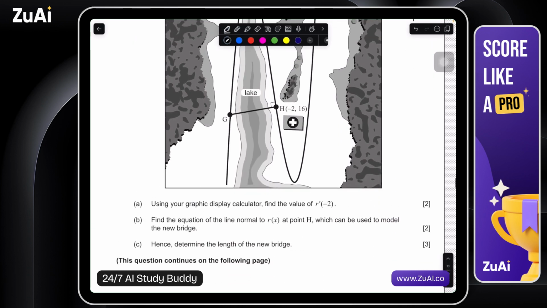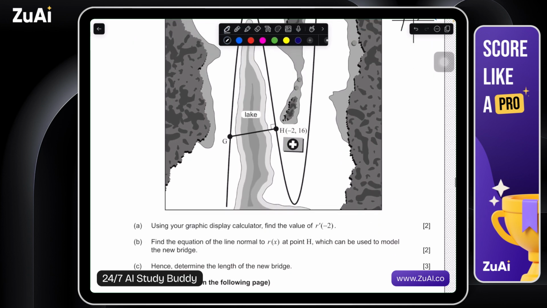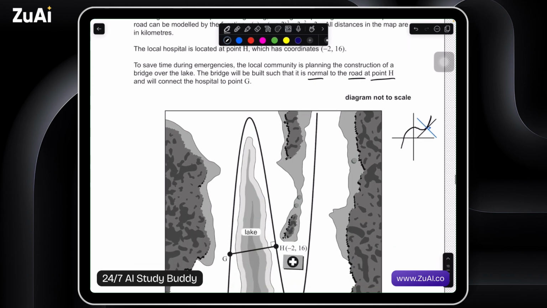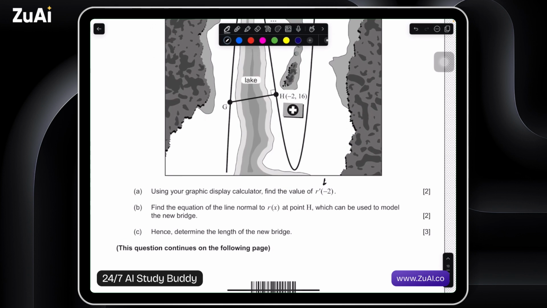So the first question is, using your graphic display calculator, find the value of r prime of -2. So they're saying, hey, you don't need to take the derivative and do this yourself. We don't need to see the derivative. Just find r prime of -2. That is to say, evaluate the derivative at the point -2. So let's go ahead and look at the calculator. We don't need to find r prime, we just need to find the derivative at the point -2.